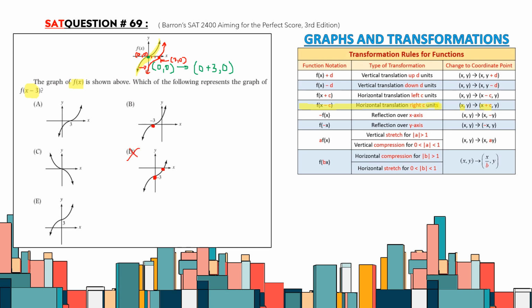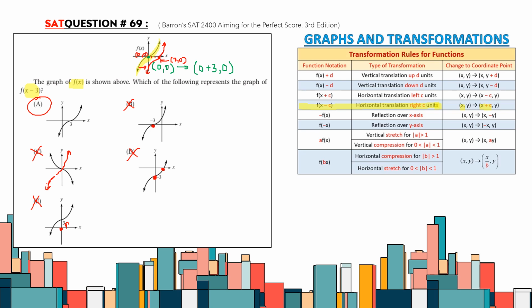So D is not, B is not. C is just flipped over, right? It flips over the x-axis. So not. Then this one is shifted up. From 0 shifted up, right? So A is the right answer.